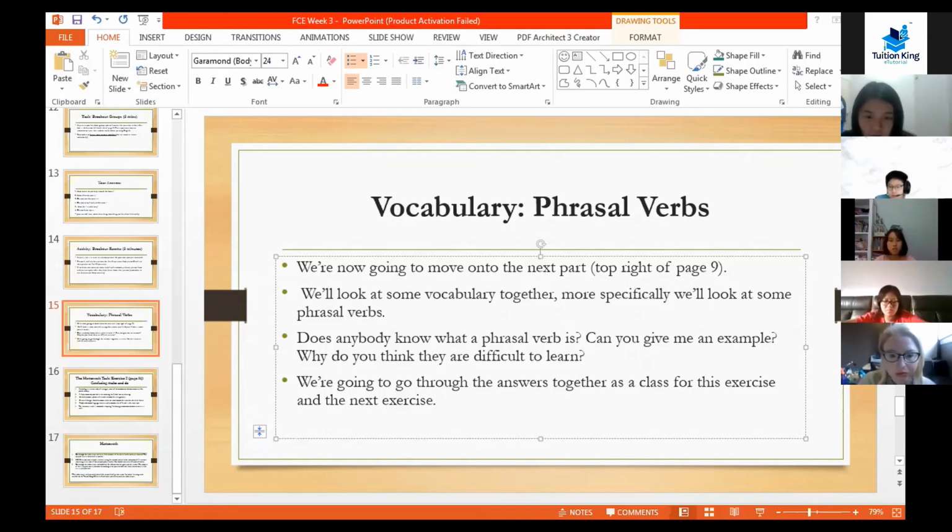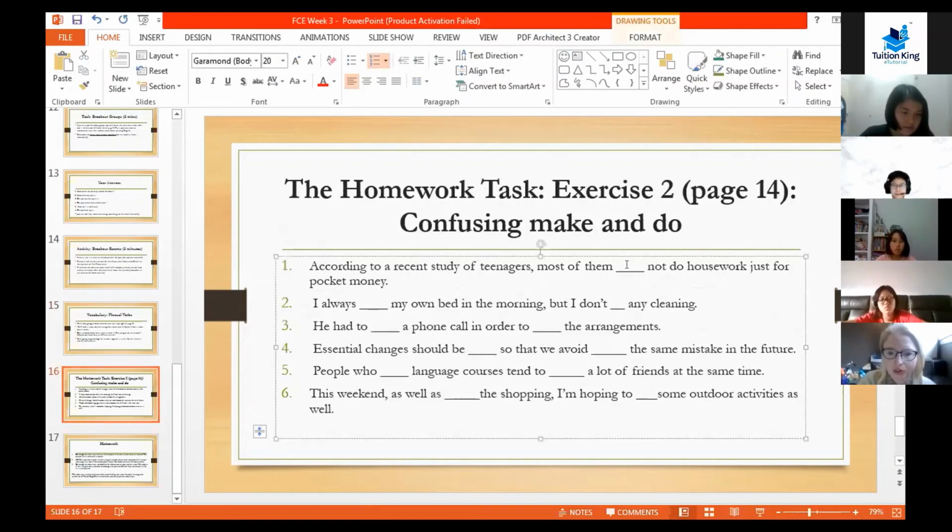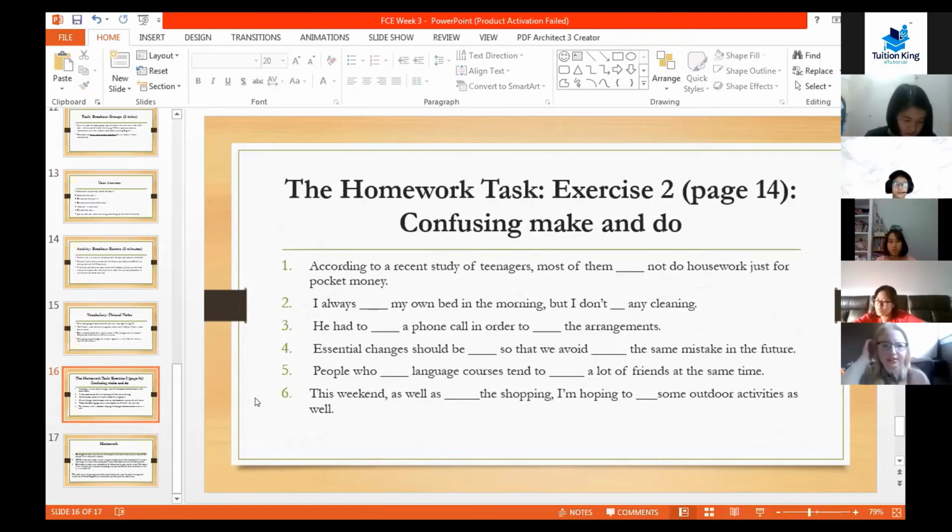And just before we finish, I did want to go through your homework from last week. I just want to quickly ask you the answers for these. I know that we have 1 or 2 new students, so for now, just read the sentences and listen to the answers. The reason we were looking at this gap fill exercise is because we covered that it's very common for students to confuse make and do.